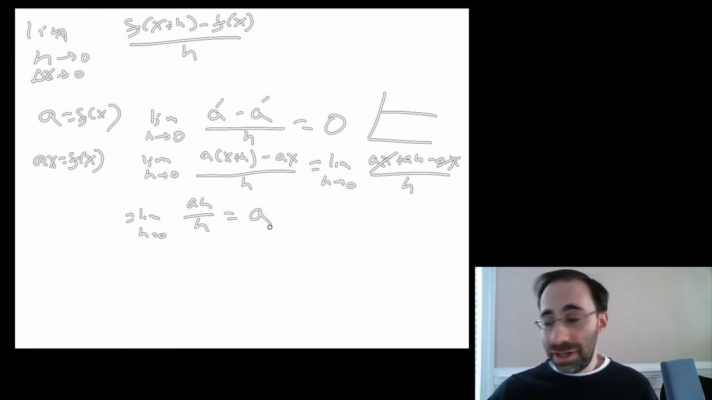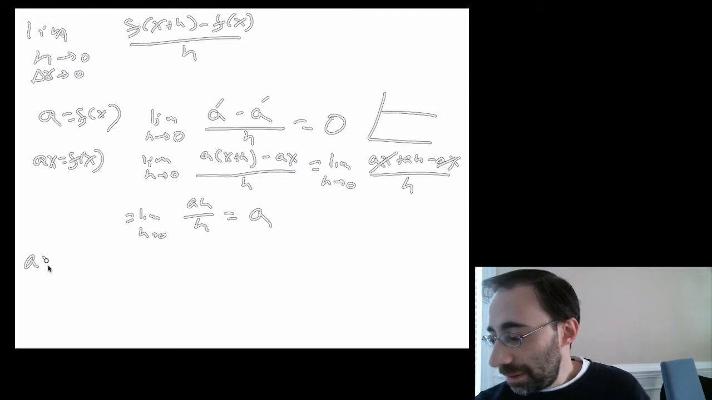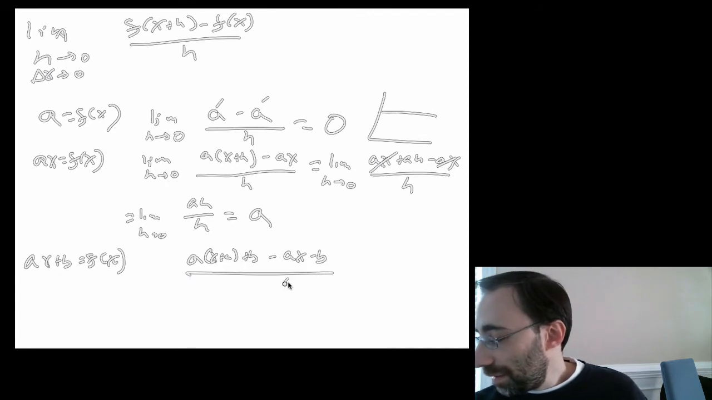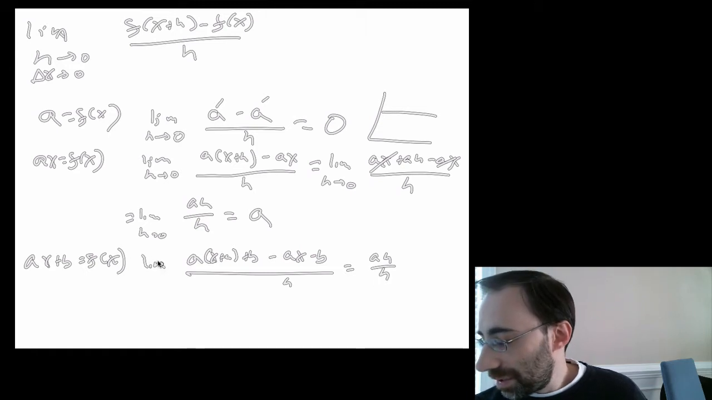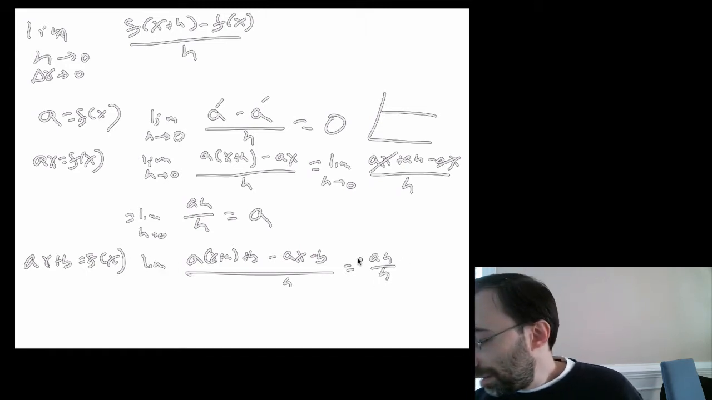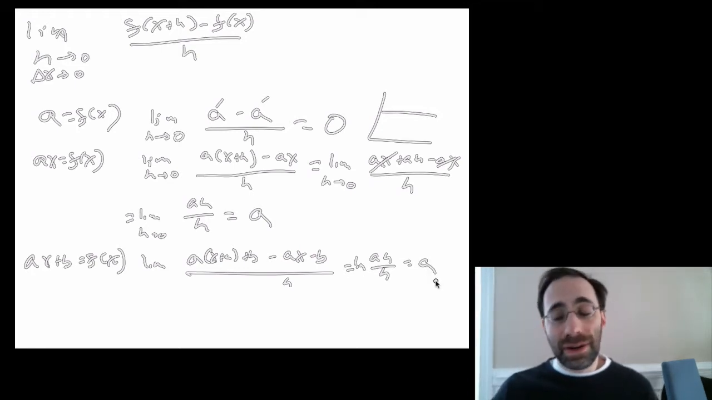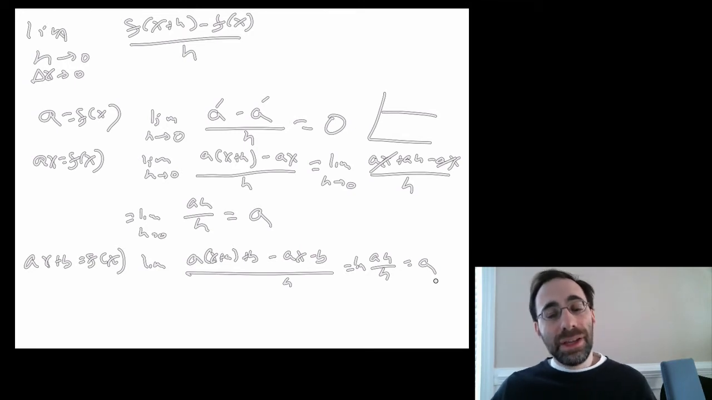What if we added a constant in there? Well, if we had ax plus b, that would change nothing. So you have a times x plus h plus b minus ax minus b. The b's cancel as before. So again, you just have ah over h. So there's a limit here. I'm going to stop writing the whole limit out to save myself some effort. There's a limit here, and that just equals a. So again, the intercept doesn't matter. The constants don't matter. The slope of a line equals the derivative of the function that represents that line.